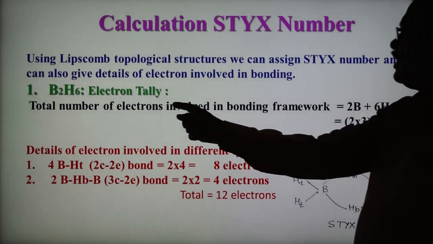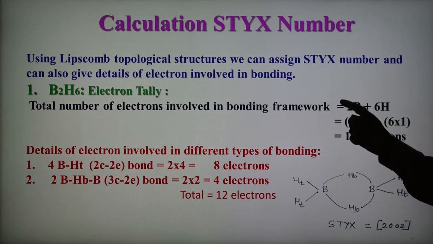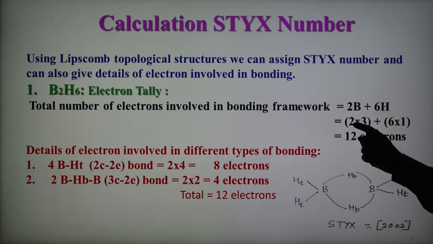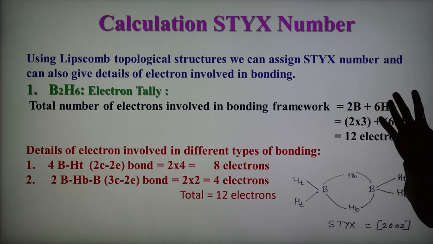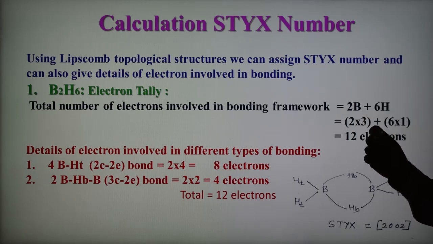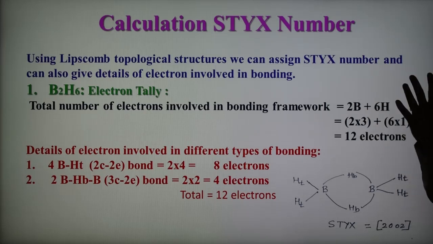Now the electron tally: the total number of electrons involved in the bonding framework. In diborane, 2 borons are there and 6 hydrogens. Each boron gives 3 electrons, so 2 into 3. Boron has atomic number 5, so the configuration is 2, 3. So 3 electrons are present in the valence shell of boron, which are used for bonding.